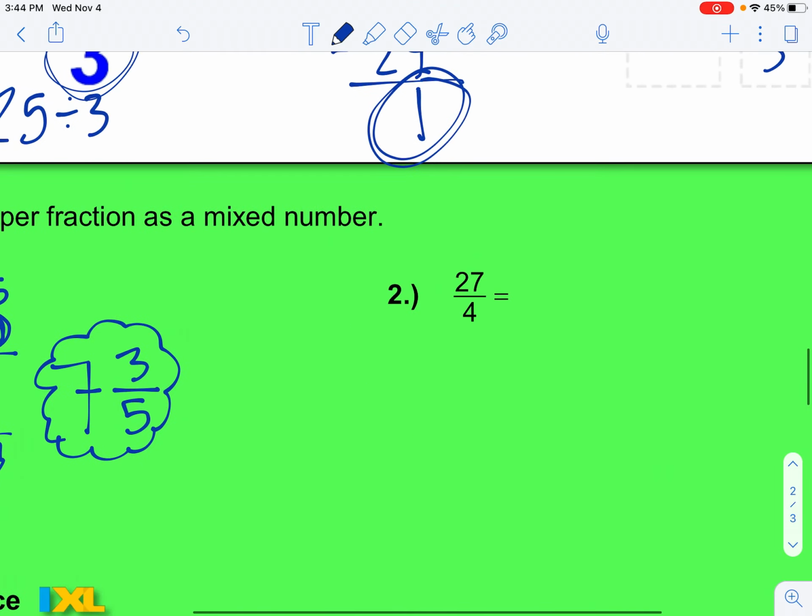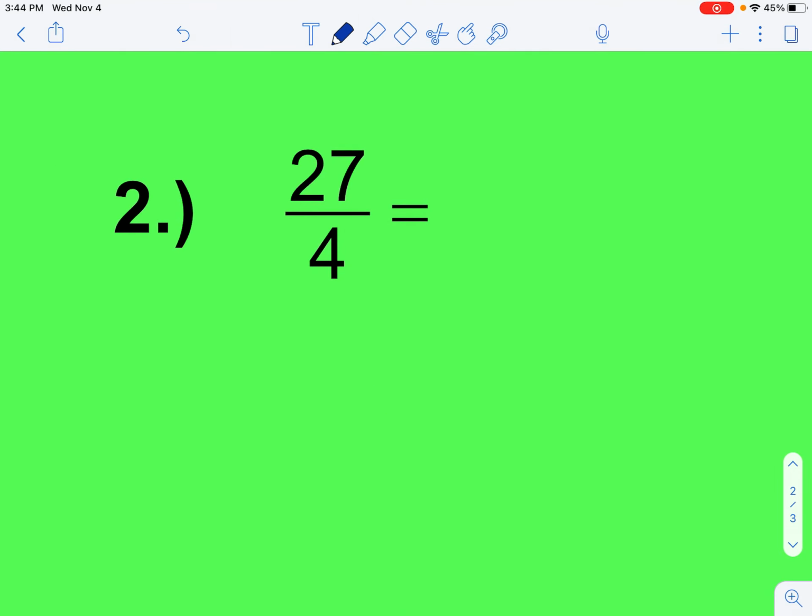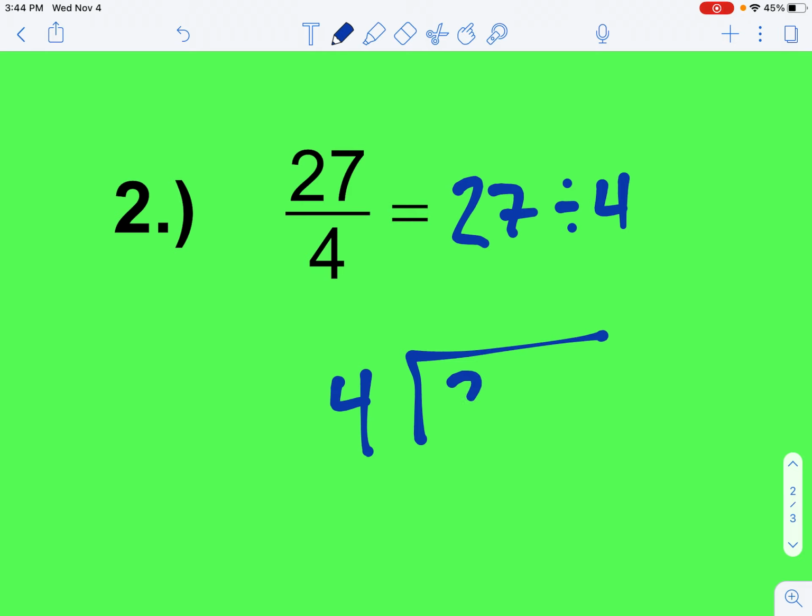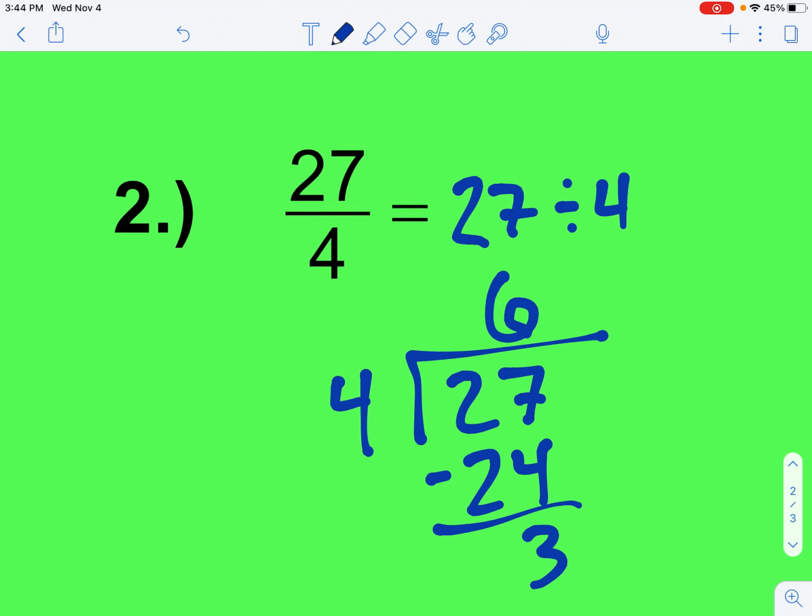Let's try one last example. I've got 27/4, which is the same as 27 divided by 4. So we're going to rewrite that as a long division problem, 27 divided by 4, and I'm going to go ahead and complete the process. So 4 goes into 27 6 times. 6 times 4 is 24, and I subtract. I have no other number to bring down, so I know that I'm done with my problem.